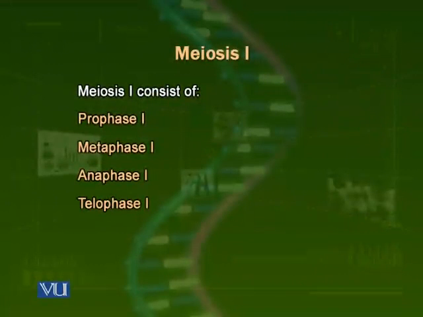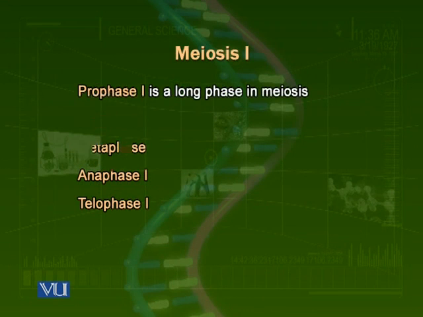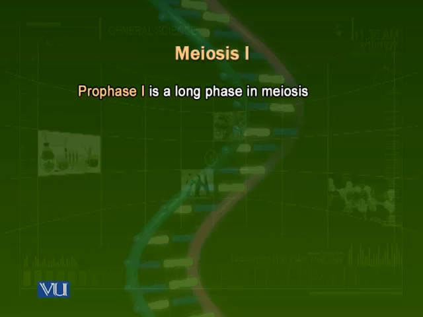Now we look at the detailed process of meiosis. Meiosis I consists of prophase, then metaphase, then anaphase, then telophase. We look at first of all Prophase I. As we know, the chromosomes, just like in mitosis, are already duplicated. It means that every chromosome has two sister chromatids. It is doubled in number.